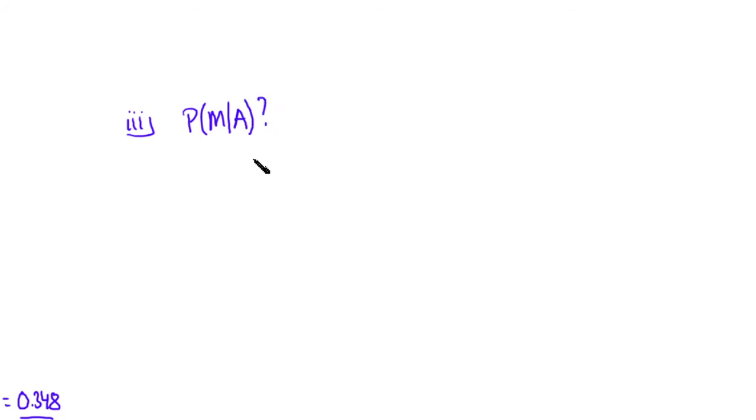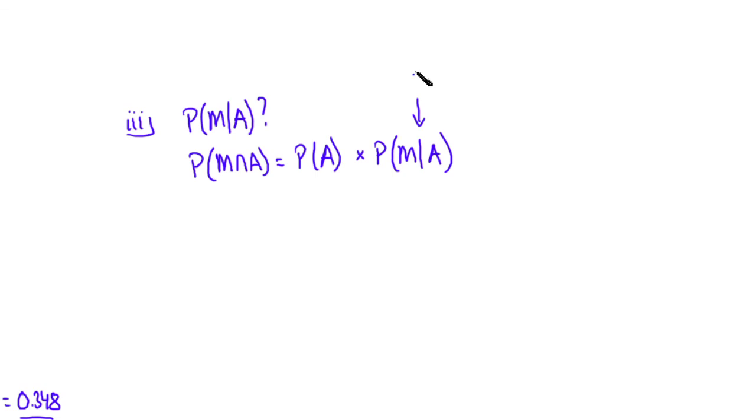Again, we're going to use exactly the same procedure and the same formula. The probability of a student being male and having blood type A equals the probability of the student having blood type A times the probability of the student being male given that he has blood type A. And here we're looking for this. We need to know these two quantities, which I don't think we have calculated yet.